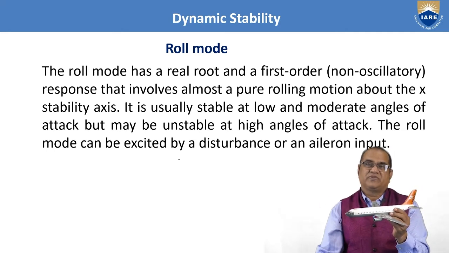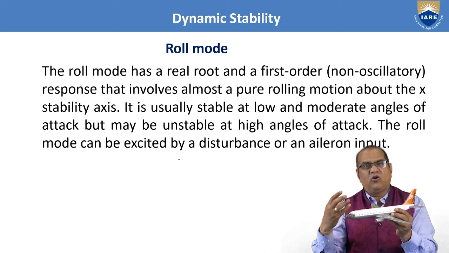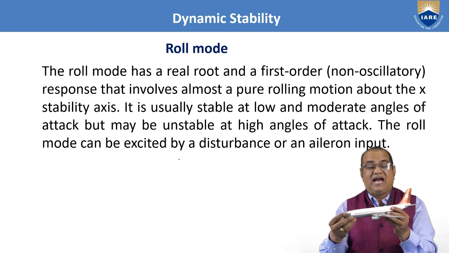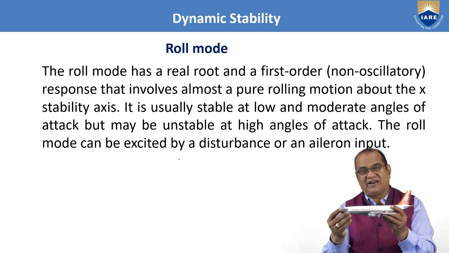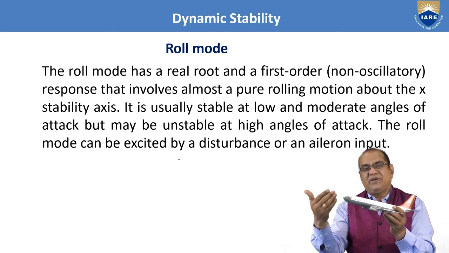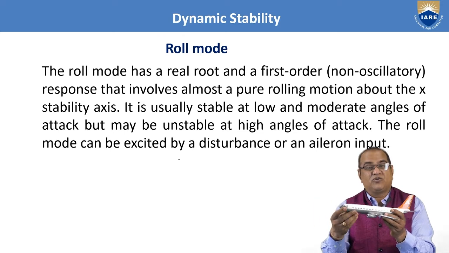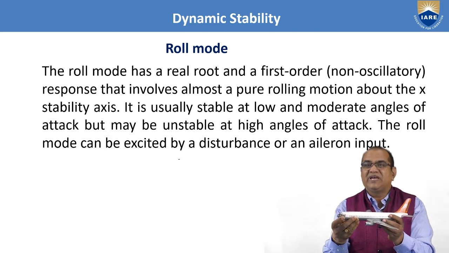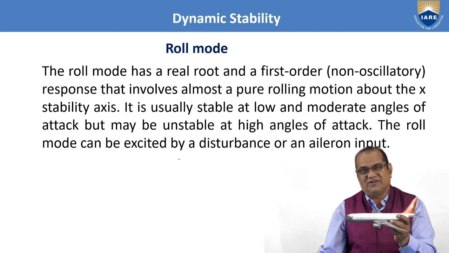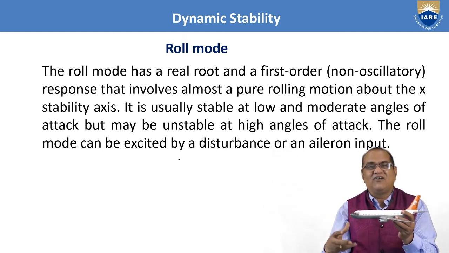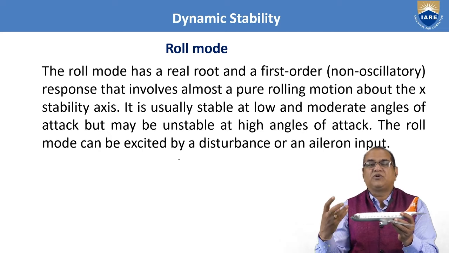This roll, for a low angle of attack and for a moderate angle of attack, is stable. But as the angle of attack of the aircraft increases, within a limit, maybe 8 degrees or 9 degrees, it is okay. But when you cross a 10 degree angle of attack and give the rolling also, the aircraft may be disturbed to unstable. So we have to take care that during the rolling, our angle of attack should not go beyond the limit.